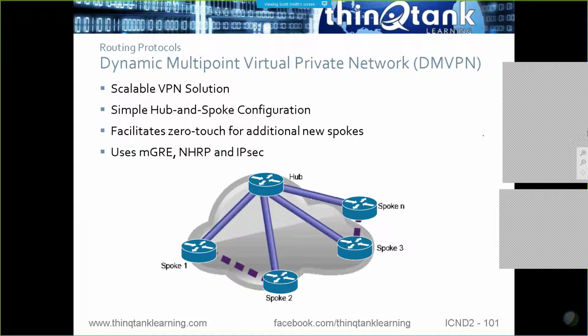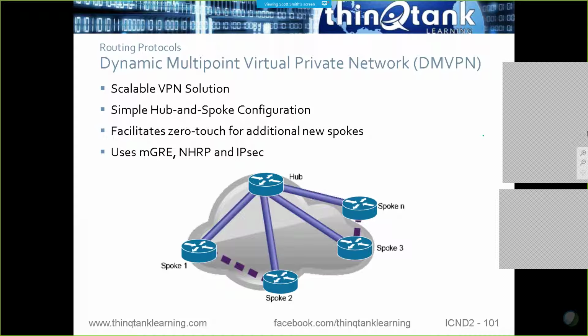Now, DMVPN is Cisco proprietary, so you can only run it on Cisco platforms. That's another downside to this DMVPN technology. It's a very simple process. You set up the DMVPN configuration on the hub, and then each of the spoke routers go back and communicate their information to the hub. They essentially register to the hub.